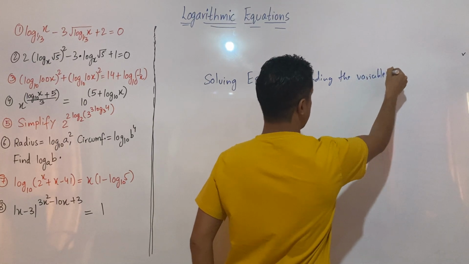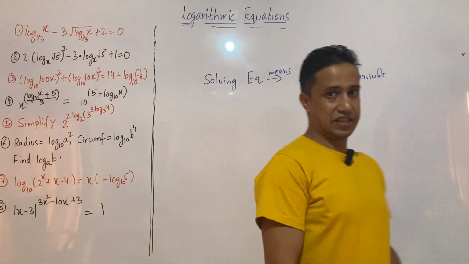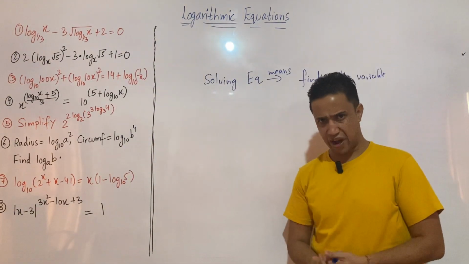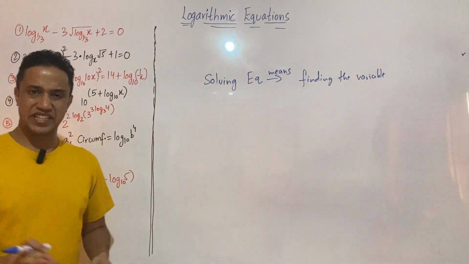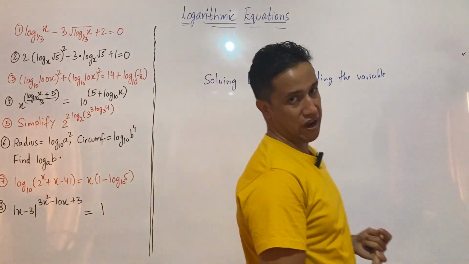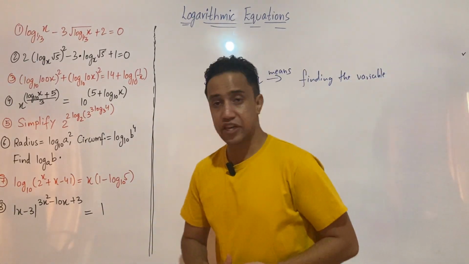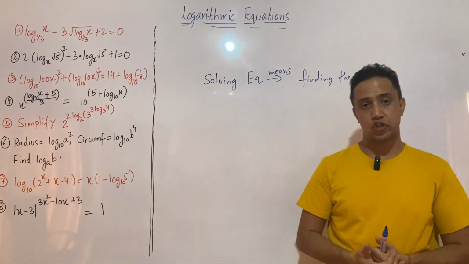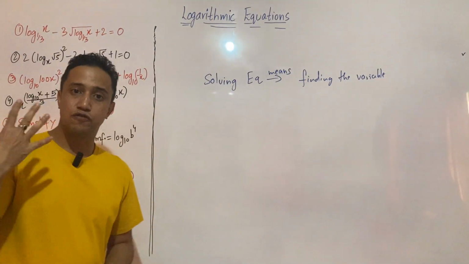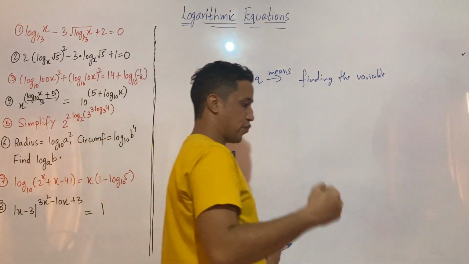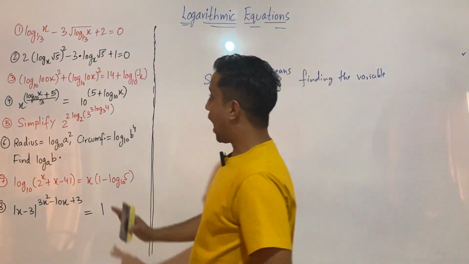Okay, finding the variable. So a variable can be x, it can be y, it can be z, right? Or any other letter, or it can be represented by any abstract symbol. So whenever you are asked to solve the equation, it means they are asking you to find the value of the variable.